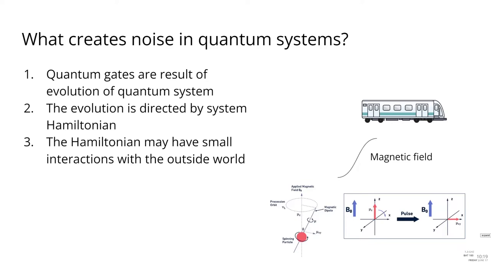There are multiple other reasons for why we might have mistakes, from manufacturing errors to errors in your control. In general, the idea is that your system doesn't evolve under the Hamiltonian that you actually intend.